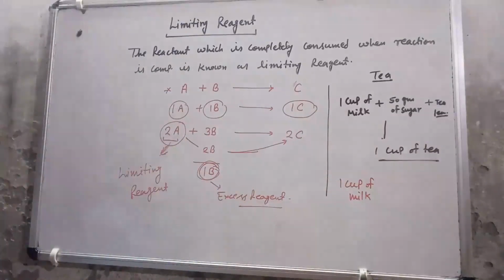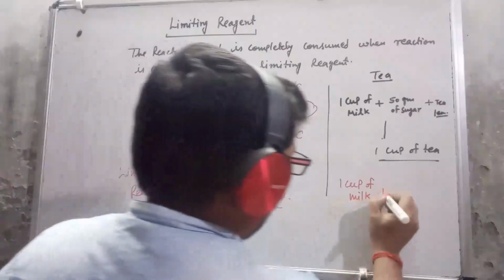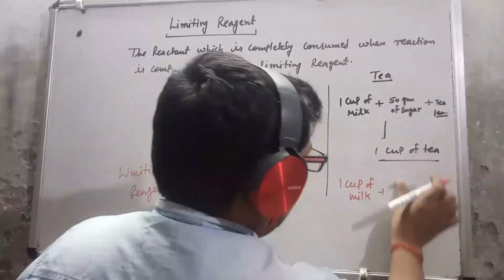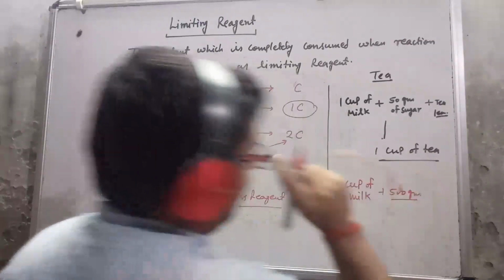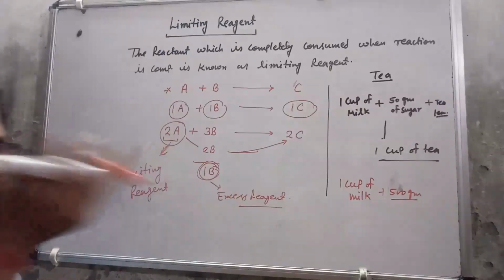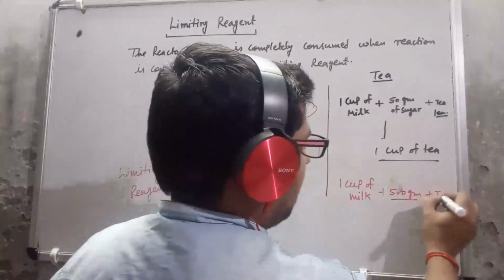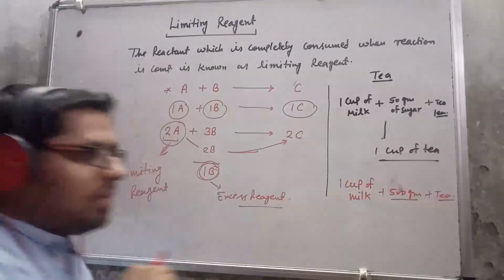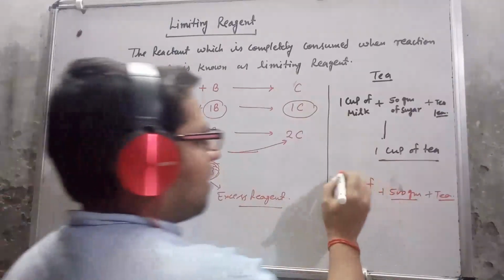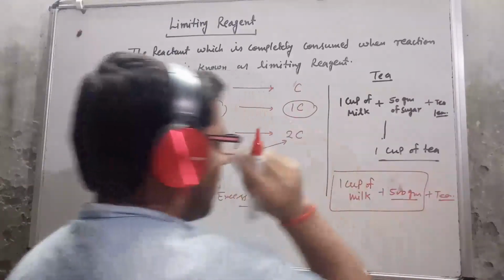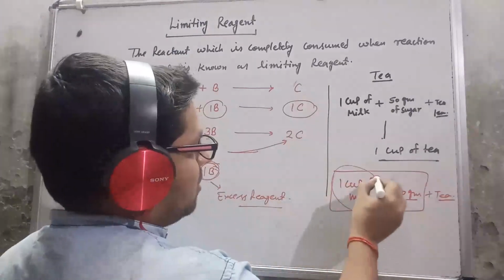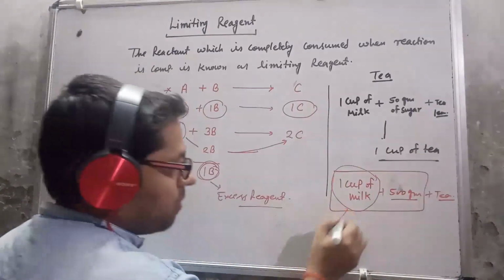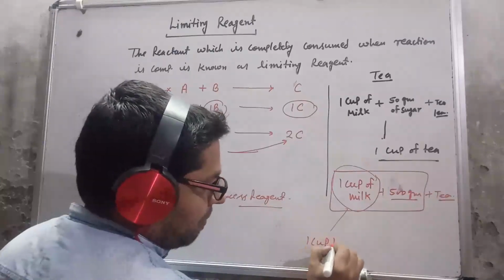But the sugar, 500 gram, is available at home. Tea leaves are also there. Whatever tea leaf you need is available. So I'm not talking about this, I'm talking only about these two. From the 1 cup of milk, how many cups of tea will be formed? Only 1 cup of tea can be formed.